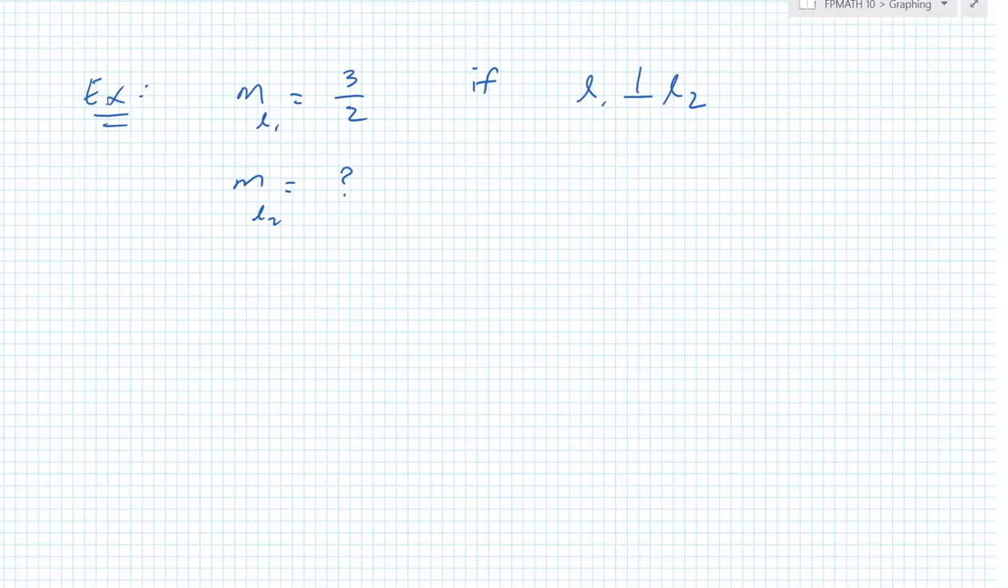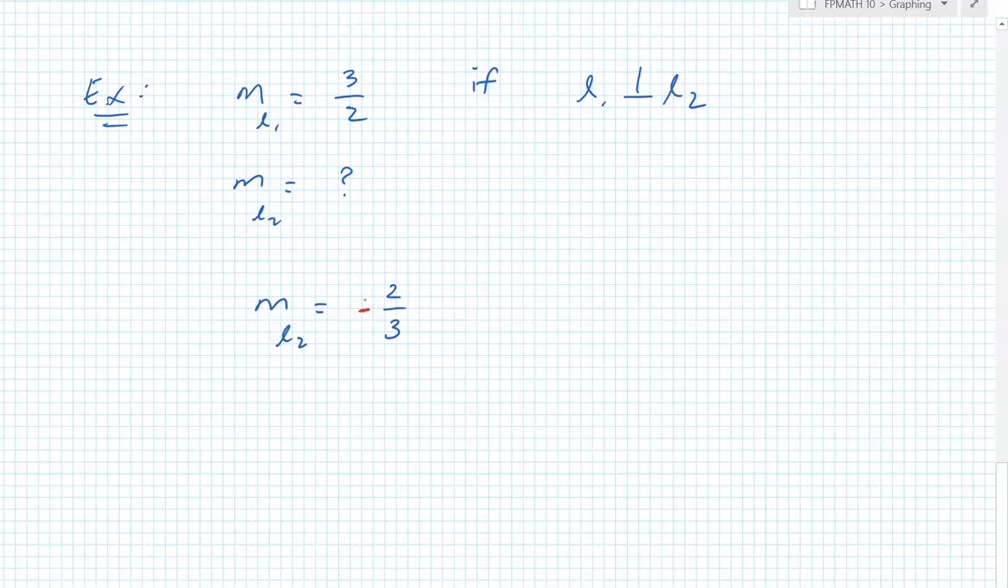Let's suppose we have two lines. They are perpendicular to each other, and the slope of the first line is 3/2. What is the slope of the second? Well, remember, negative reciprocal. That's the fastest way. First of all, what is the reciprocal of 3 over 2? So the slope of L2, the first thing you have to do, you have to flip the 3/2 to become 2/3, and remember it's the negative reciprocal, so you put a negative in front of it.